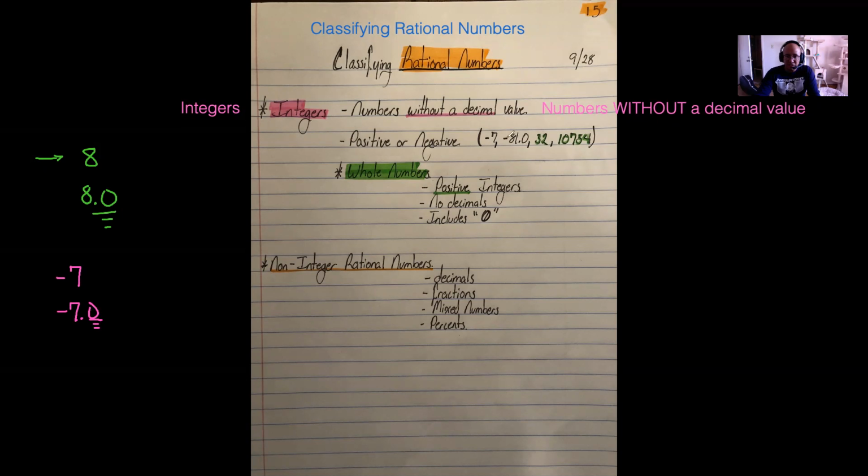This is an integer. Another example up here, we have -81.0. Same exact scenario. There is no decimal value. It doesn't matter that it's negative. It has no decimal value. Therefore, it is an integer.